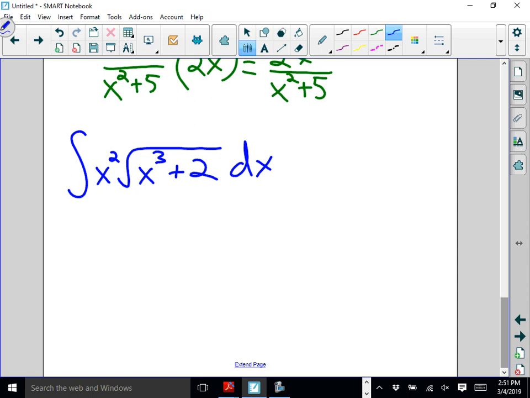Well, when I look at this, I see x cubed plus 2. I know the derivative of x cubed plus 2 is 3x squared. Now, that's not exactly what I have, but it's the right base and power. So I'm going to be able to make an adjustment. I can always adjust coefficients. Okay, I'll show you how we adjust our coefficients.